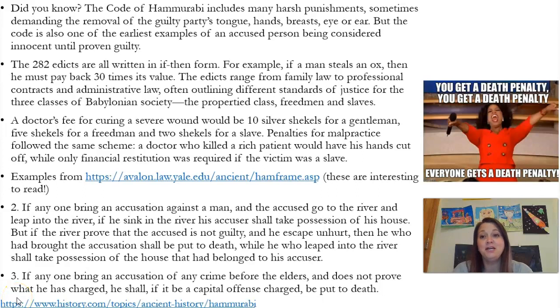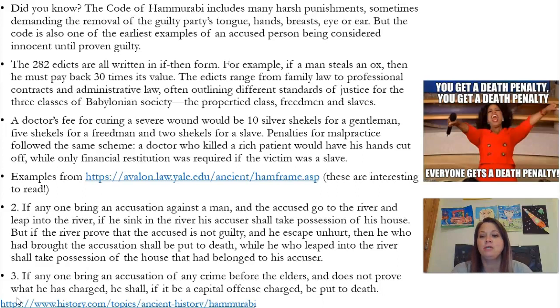So on this slide, you can take a look, and I like my meme right up here, where Oprah is giving everybody the death penalty, because really that's what's happening in the Code of Hammurabi. There are a lot of laws that if you break them, the punishment is going to be the death penalty. If you take a look at the second bullet, there are 282 edicts or laws that are written in the if-then form. If you do this, then that's going to happen to you.